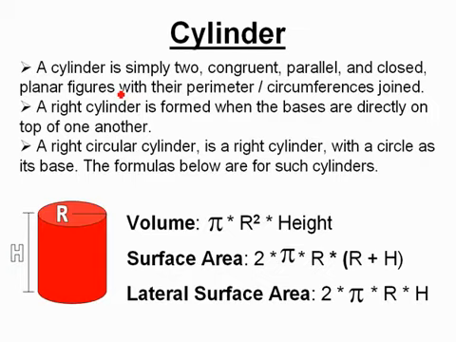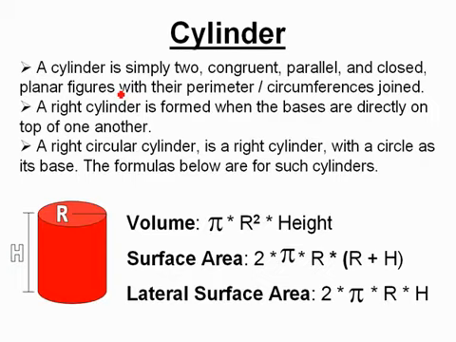So I'm going to come back to that to explain it. I'll do it in Photoshop, but for now we'll move on to the next 2 points. A right cylinder is formed when the bases are directly on top of one another. It's kind of like the concept of the right prism. So an oblique cylinder would be if they're not on top of one another, if there's some skewing going on.